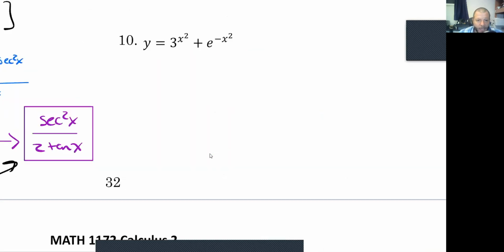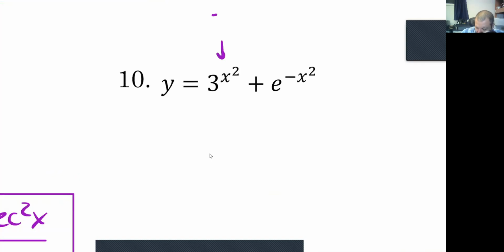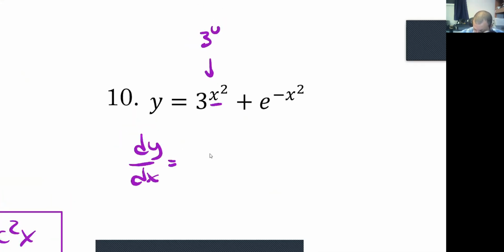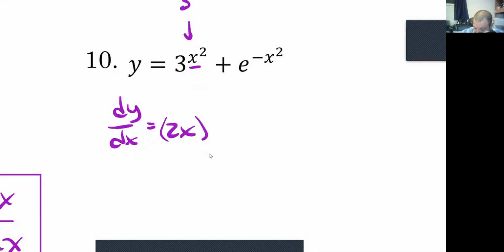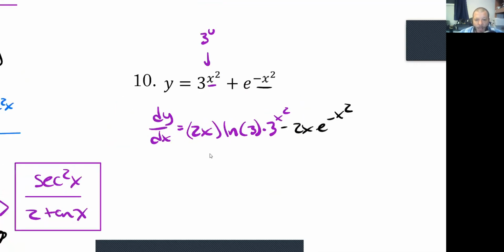And then last one here, 3 to the x squared plus e to the negative x squared. Right, this isn't going to be too terrible. Right, this is 3 to the u. So dy dx is going to be u prime, so 2x, times the natural log of the base, natural log of 3, times the function itself. And then e to the u is going to be the derivative of the exponent, which is negative 2x, e to the negative x squared. All right, so that would be our function.